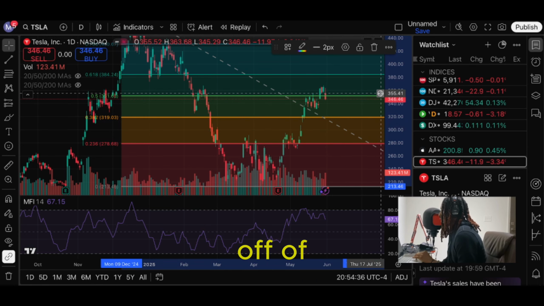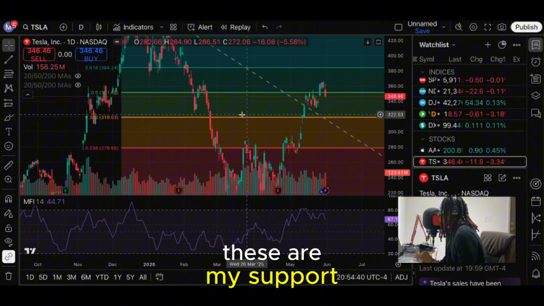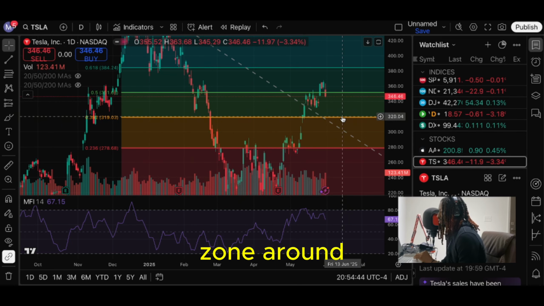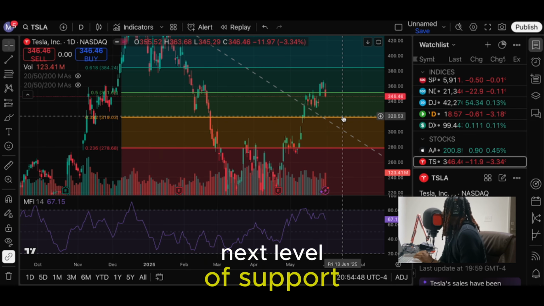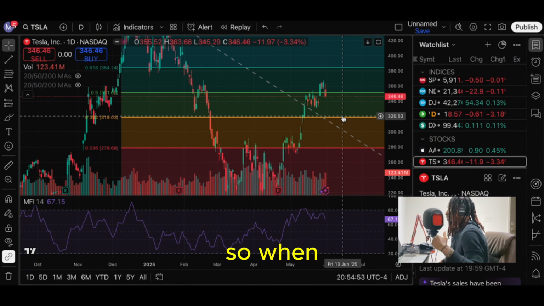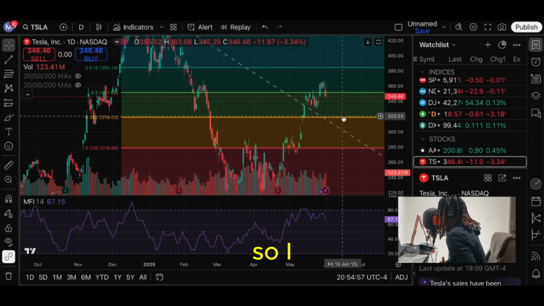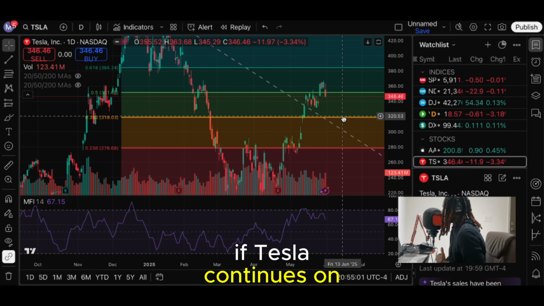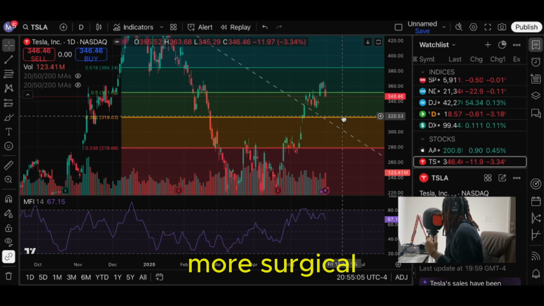So right now, based off of the fib and the levels I got on my daily, these are my support and resistance lines, right? And it's coming back down to this golden zone around 320. So that's my next level of support that I'm looking at. Support is when it will reverse from going down. So my support line is at about 320 right now, 319. So I see support around that level if Tesla continues on that bearish trip on the downside. And I'm about to get a little bit more surgical.